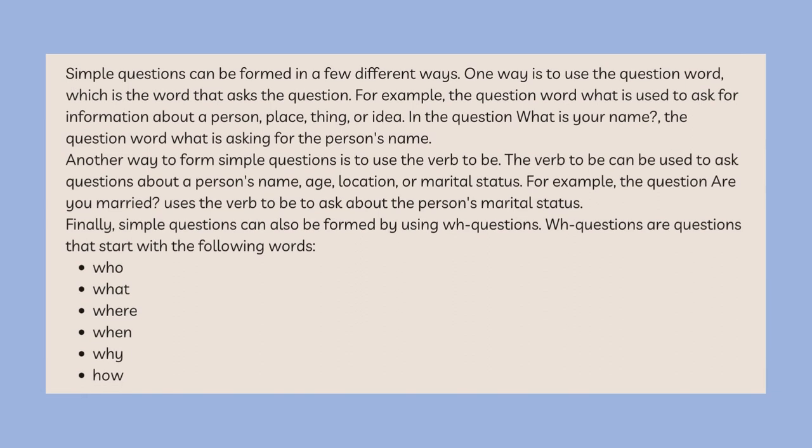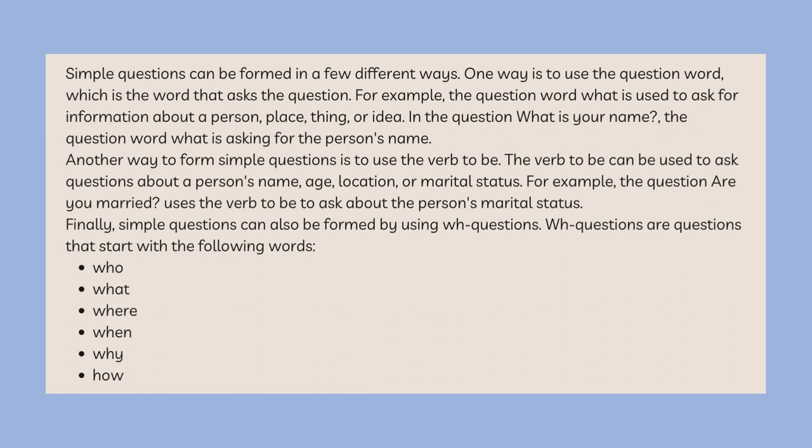Simple questions can be formed in a few different ways. One way is to use the question word, which is the word that asks the question. For example, the question word what is used to ask for information about a person, place, thing, or idea. In the question what is your name, the question word what is asking for the person's name.